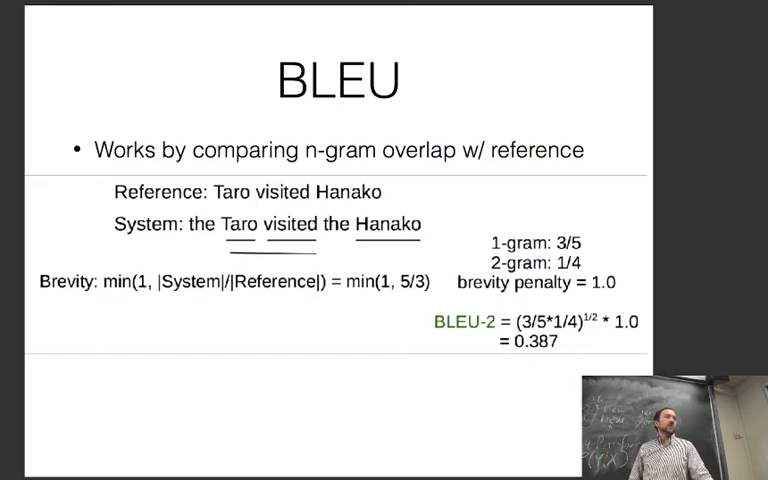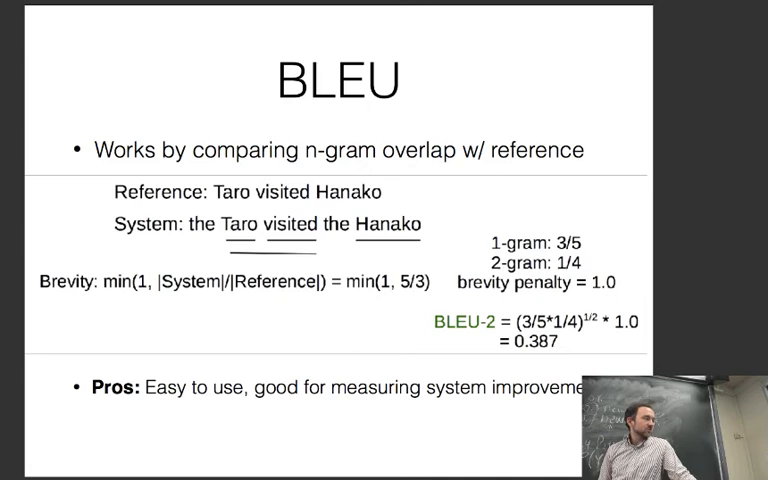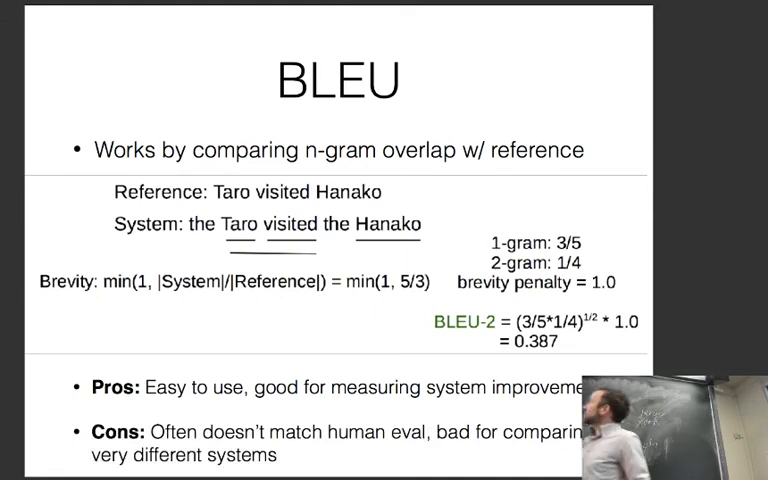So instead of this, there are lots of automatic measures. BLEU is a famous one that probably a lot of people have heard of. BLEU score looks at how many n-grams match between the reference and the system. This works by comparing n-gram overlap and also how long the output, et cetera. The pros are that this is easy to use. It's also good for measuring improvement between very similar systems. The cons are that it often doesn't match with human evaluation completely. It's also bad for comparing very different systems.